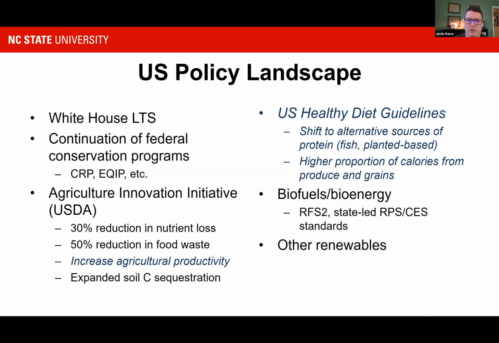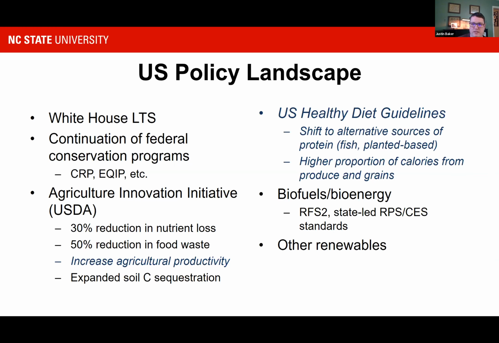There's also a newly announced, about a year ago, agriculture innovation initiative through USDA, and this sets really ambitious environmental targets, including a 30% reduction in nutrient loss over the next 30 years, a 50% reduction in food waste, general goals of increasing agricultural productivity, some of which are commodity specific, and expanding soil carbon sequestration in US agricultural systems.